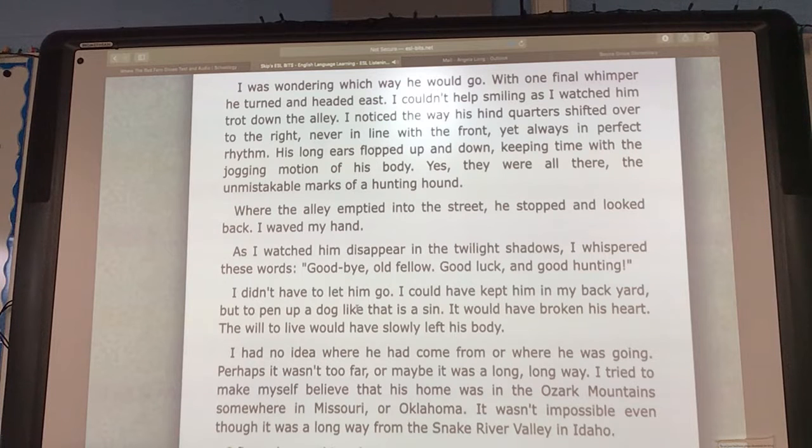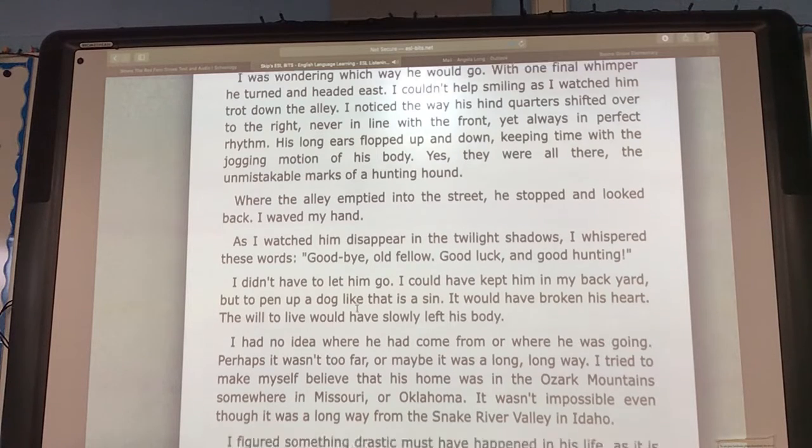I didn't have to let him go. I could have kept him in my backyard. But to pen up a dog like that is a sin. It would have broken his heart. The will to live would have slowly left his body.